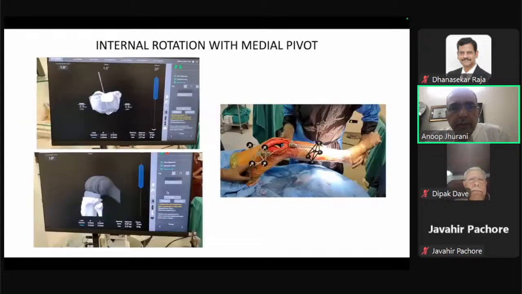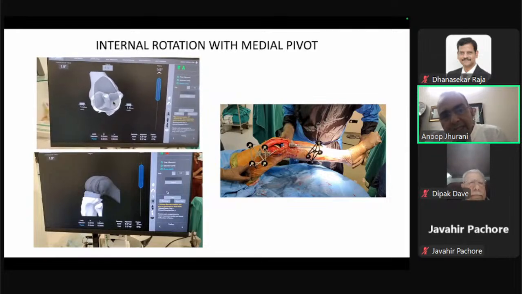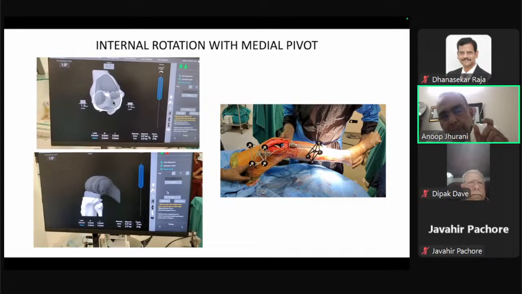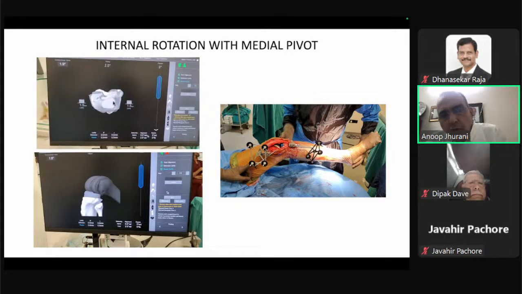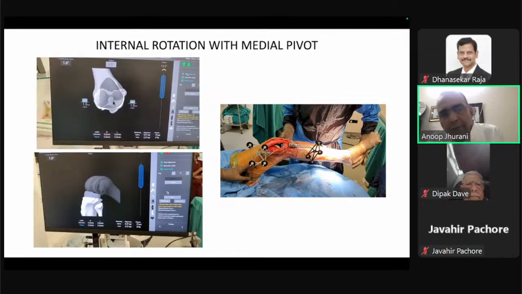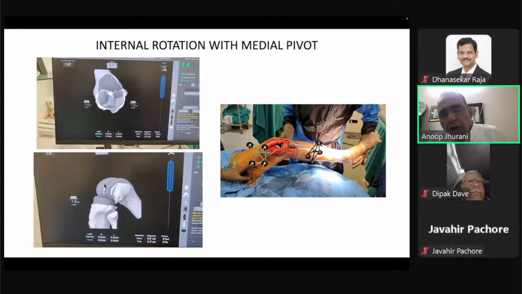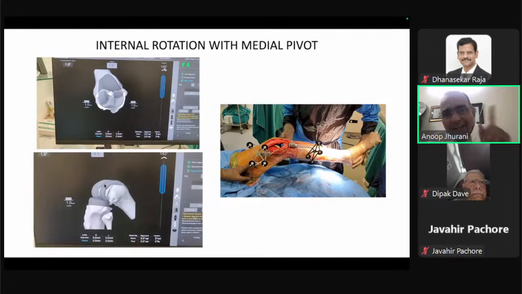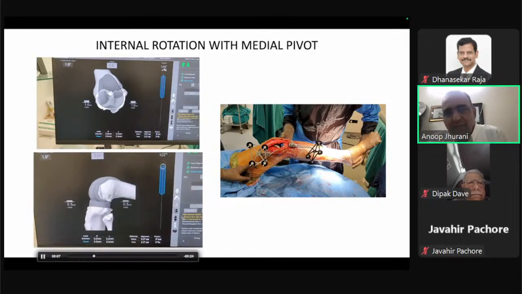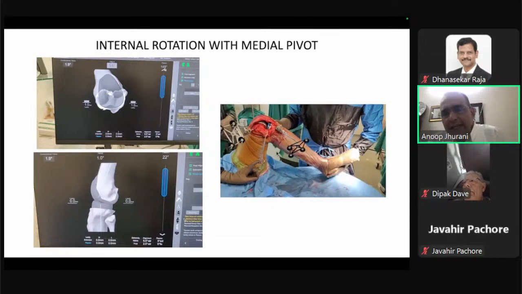Sorry for that. And here you can see that the rollback is also there. So the tibia is pivoting medially and the femur is rolling back in flexion. So you can see that the femur is rolling back in flexion laterally and pivoting medially. And in that video, you can also see how beautiful the rollback is replicated because you have not released any soft tissues. And finally, the tibia internally rotates in flexion.